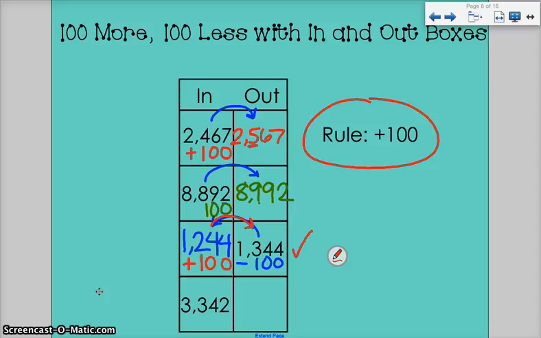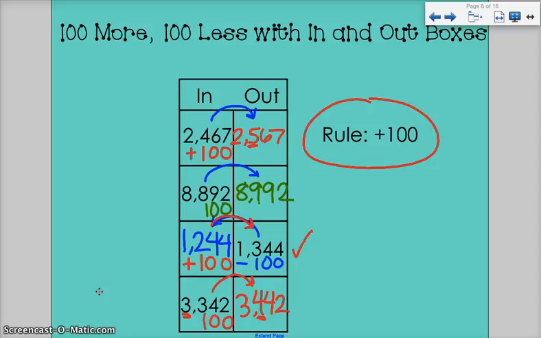And our last one, 3,342. I know what went in. I have to add 100 to figure out what's going to come out. 3,342 plus 100 would be 3,442 because we can't add to the thousands, just to the hundreds.